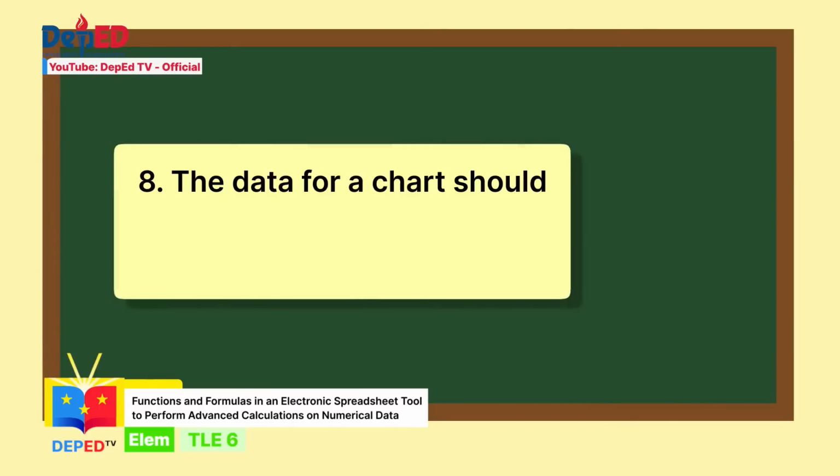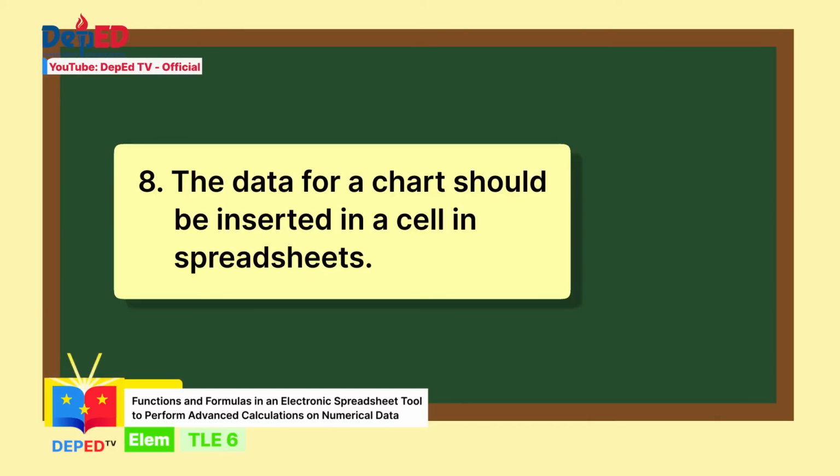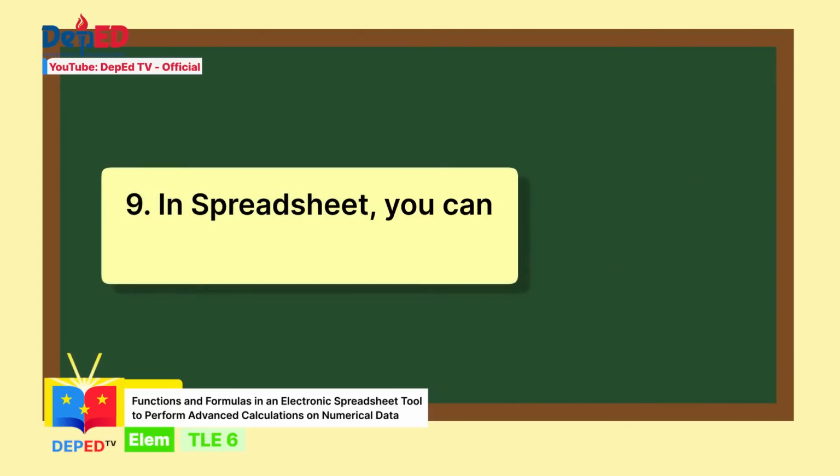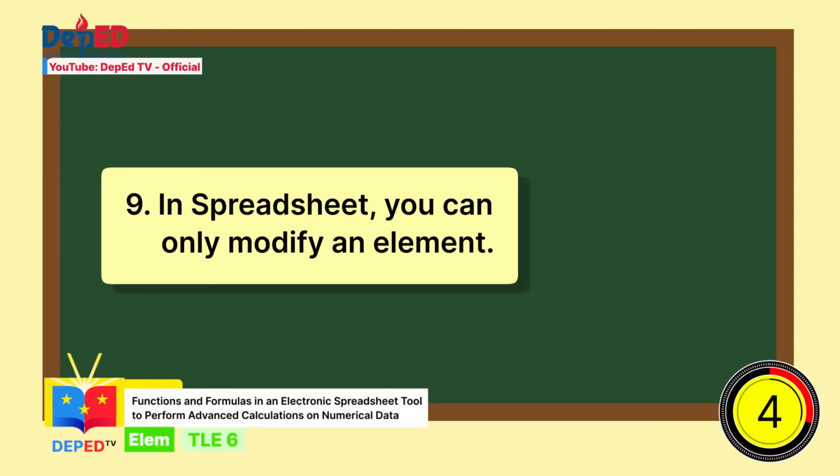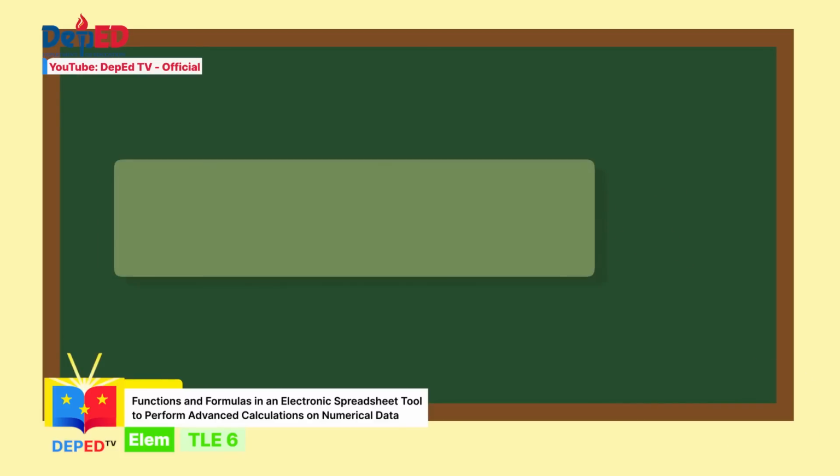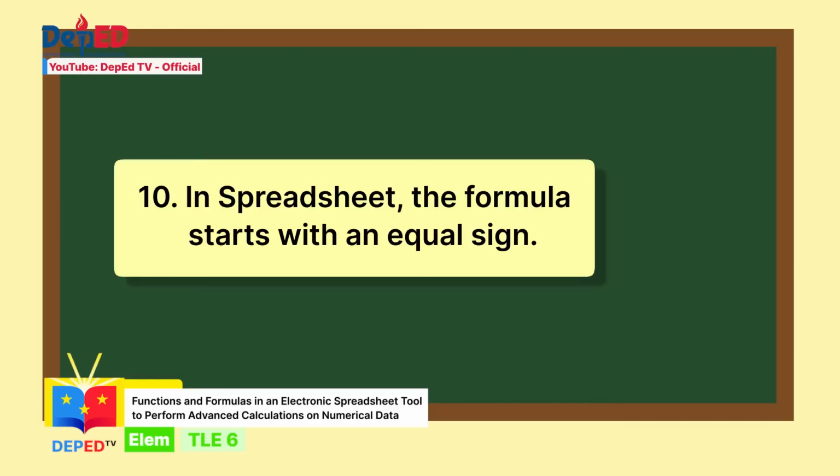Number 8. The data for a chart should be inserted in a cell in spreadsheets. Cross is the correct answer. Number 9. In a spreadsheet, you can only modify an element. Cross is the correct answer. Number 10. In a spreadsheet, the formula starts with an equal sign. Check is the correct answer.